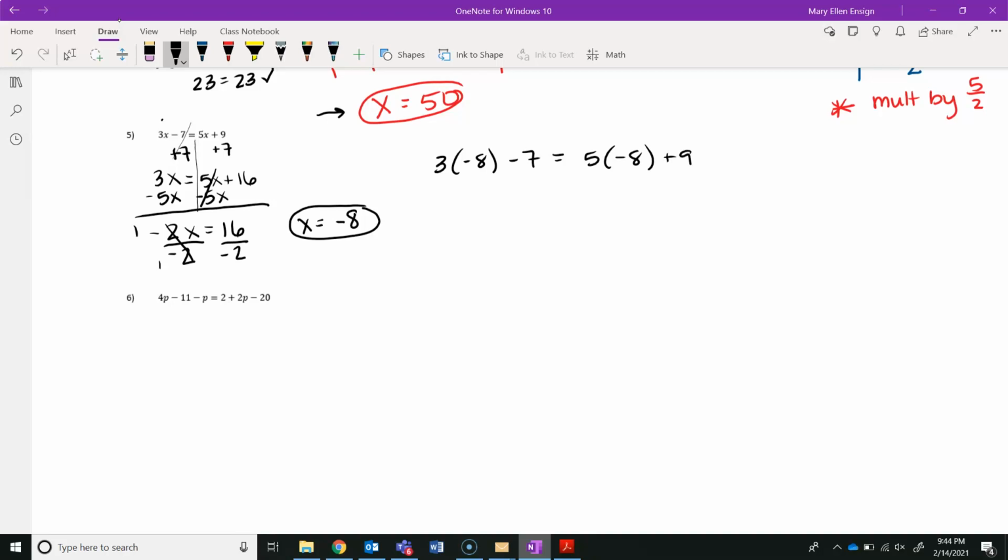So think about order of operations on each side. 3 times -8 is -24. -24 minus 7 is -31. Over here I get -40 plus 9. I get -31, so yes, it checks. Okay, the two sides are equal. All right, so let's move on to number 6.